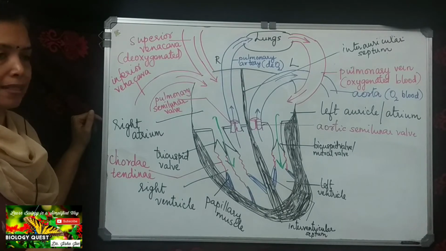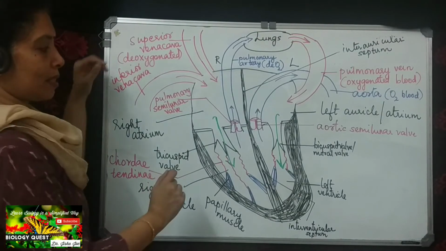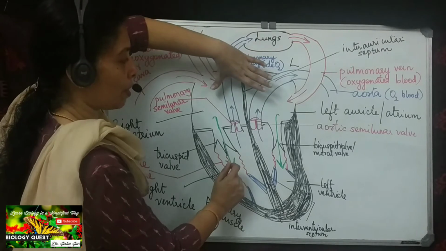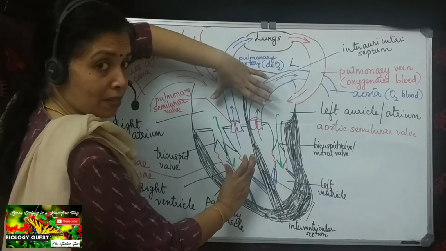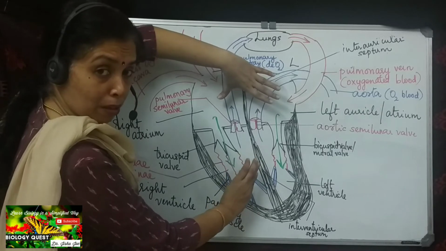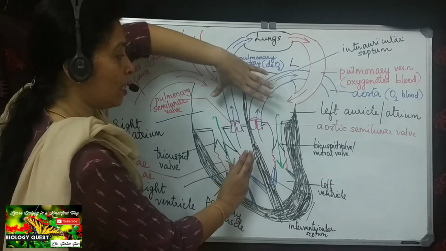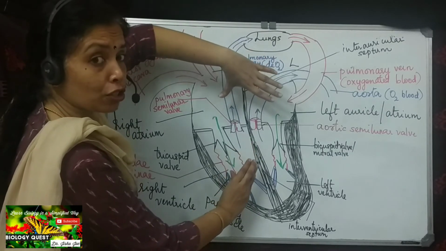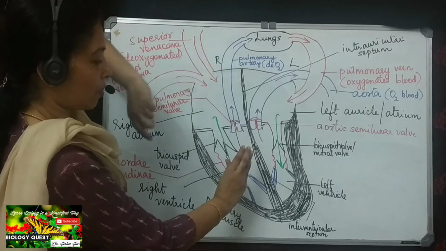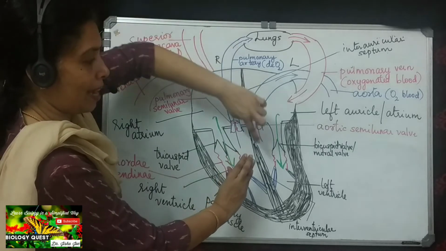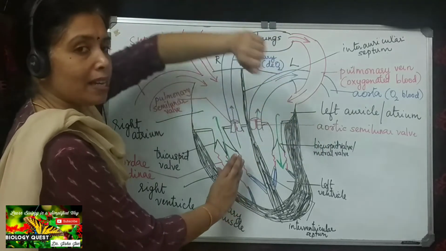So I hope that is clear. Okay, now the next stage. In this stage, the auricles are relaxed and the ventricles are contracting. We have seen the cuspid valves remain closed in this stage. The only way for the blood to flow from the ventricles is into the pulmonary artery from the right ventricle and into the aorta from the left ventricle.